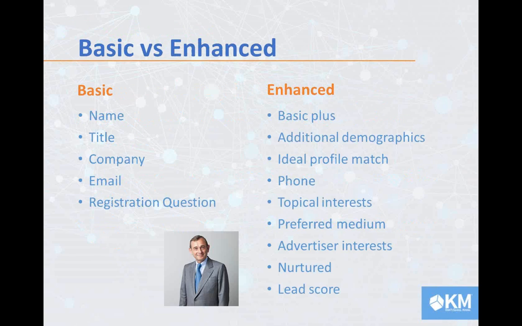So you might have something like a basic lead is someone who registered for something, requested it, maybe you asked them a question: name, title, company, email. But all the way down at the bottom, an enhanced lead takes that information, adds a bunch of demographics, matches the ideal customer profile of the advertiser, maybe includes things like phone number, topical interest, and what their defined medium is, whether they're web or social. You've also maybe said, hey, they've been interested in these advertisers in the past. We've nurtured them over multiple campaigns, and we have a high lead score for them.